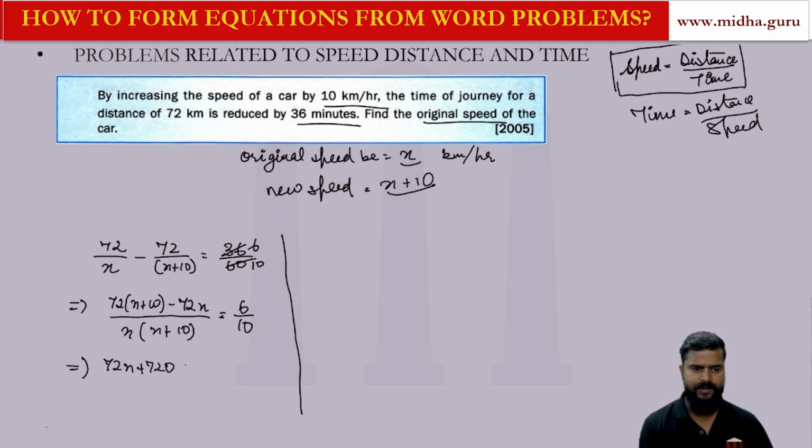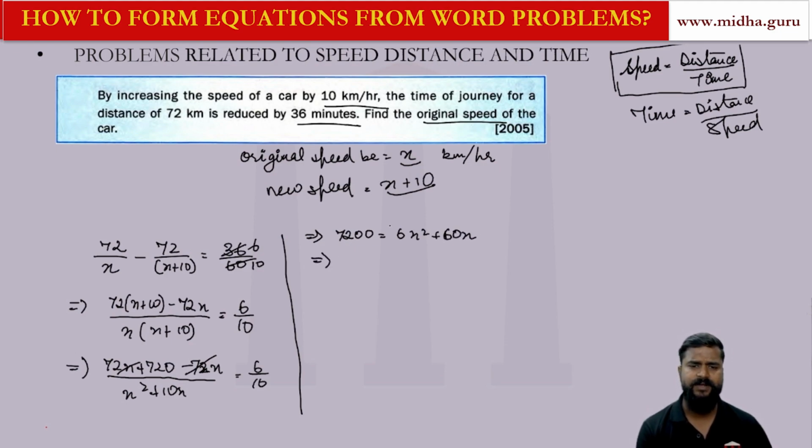72x plus 720 minus 72x, by x squared plus 10x, is equal to 6 by 10. 72x and 72x get cancelled out. We multiply 10 up here, and we get 7200 is equal to 6x squared plus 60x. Now we can divide this entire equation by 6. So 72 into 10 divided by 6 gives 1200 is equal to x squared plus 10x.